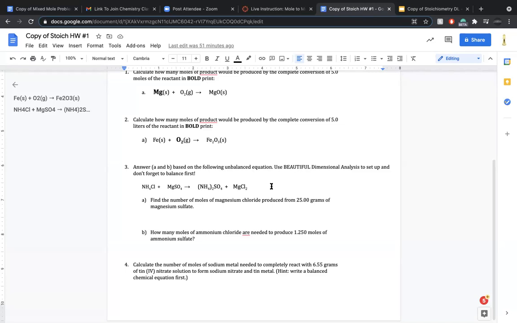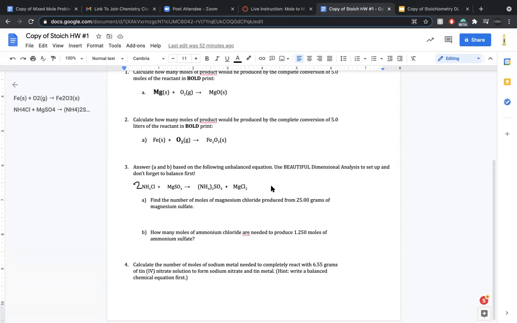So we have NH4Cl plus magnesium sulfate, and then we get ammonia, NH4 sulfate, and magnesium chloride. So we get this for the balanced version. And then the question is: what is the number of moles of magnesium chloride produced by 25 grams?